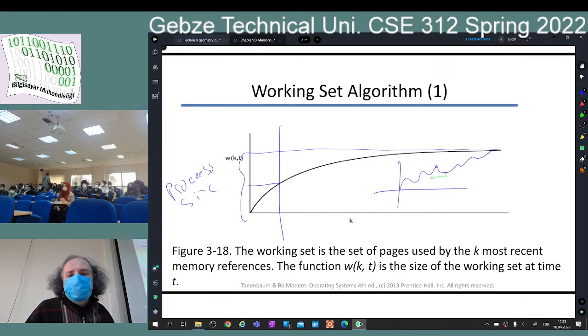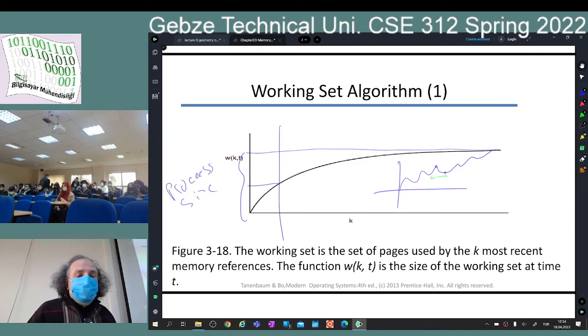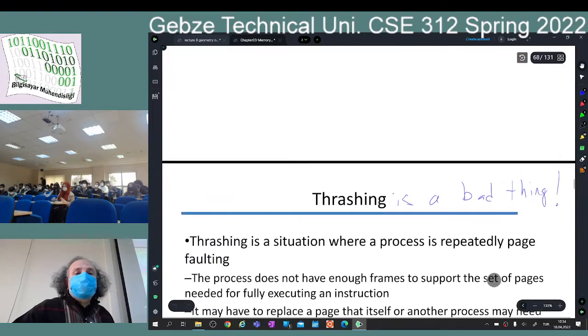If we keep k sufficiently large, then I keep that many pages in my memory, and because of the locality of reference, that working set is enough for me to work with this process. So the important thing is to find a good k value, and try to keep that many pages, given by k, in my memory for this process. That way I avoid thrashing.